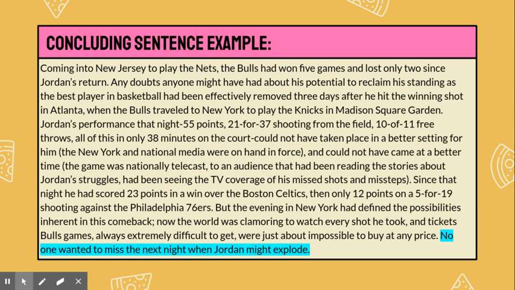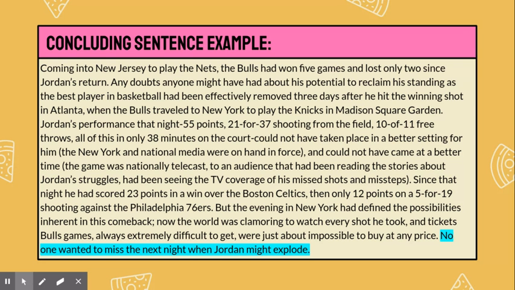Coming into New Jersey to play the Nets, the Bulls have won 5 games and lost only 2 since Jordan's return. Any doubts anyone might have had about his potential to reclaim his standing as the best player in basketball have been effectively removed 3 days after he hit the winning shot in Atlanta. When the Bulls traveled to New York to play the Knicks in Madison Square Garden, Jordan's performance that night, 55 points, 21 for 37 shooting from the field, 10 of 11 free throws, all of this in only 38 minutes on the court, could not have taken place in a better setting for him. The New York and national media were on hand in force. It could not have come at a better time.